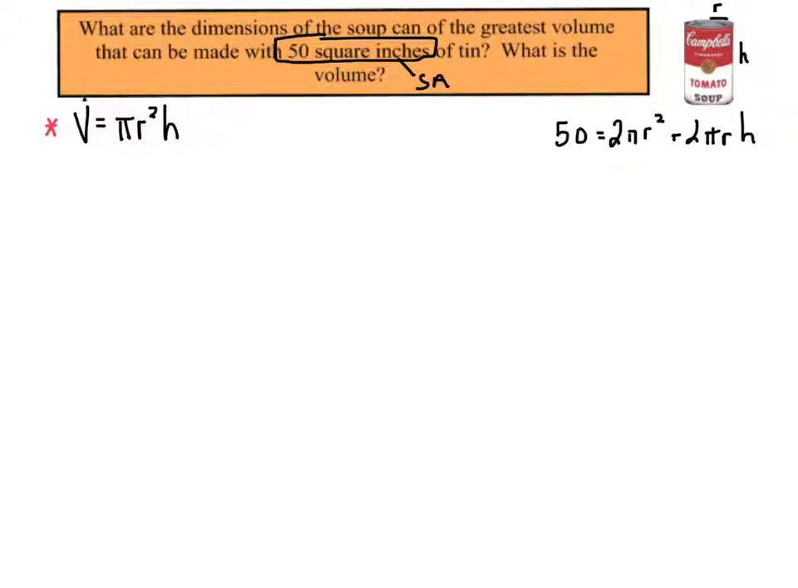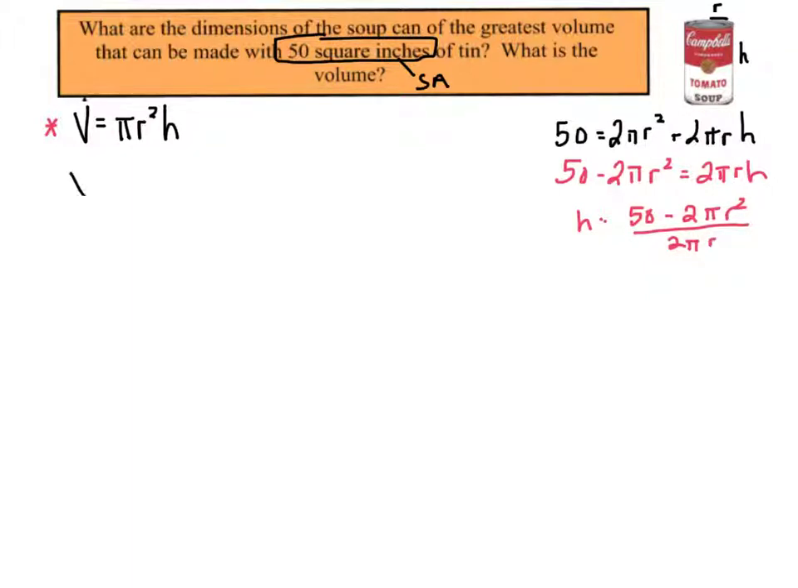So now you think about the algebra that would take place here. We'd subtract 2 pi r squared. I should mention here, a lot of times it doesn't matter what variable you solve for, but in this case I absolutely think it does. We want to solve for h because there's only one h that appears in our constraint equation. It'll be easier to solve for. So h is 50 minus 2 pi r squared over 2 pi r. So now we can substitute for h.